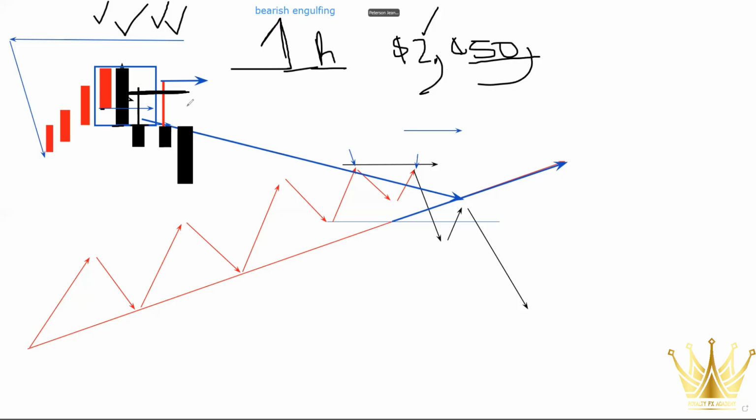All right. Now, another thing you could do, again, when it goes up, you don't even have to wait for it to start retracing down.